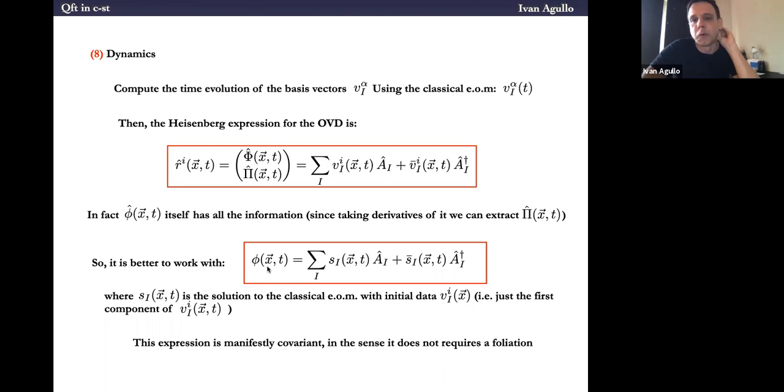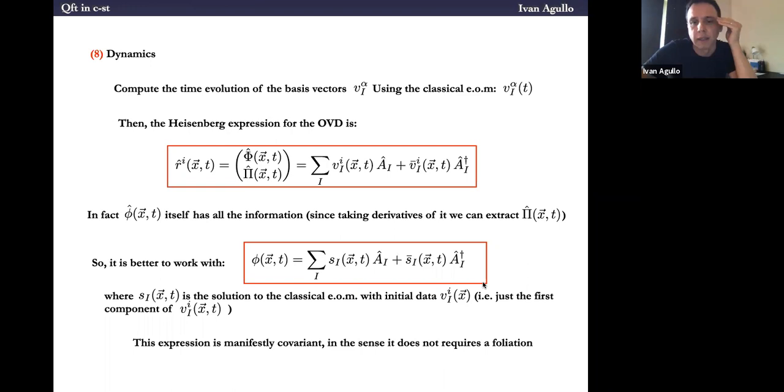So we can do that. If we talk about Heisenberg operators, forget about pi and just have phi and just take the component small i equal one. This is what I call S, because it's a solution of the equations of motion. So just take a solution of the equation of motion with initial data v, and this is the expression for your field operator in time. And I like this expression because it's manifestly covariant. Once you have a space-time, you forget about the foliation, you forget about pi. And I have a fully covariant expression out of which I can extract all linear operators in the theory and their time evolution. For field theory this is important because fields live in a space-time, so it's nicer if we forget about the foliation and make it fully covariant. And this is the way of doing it.